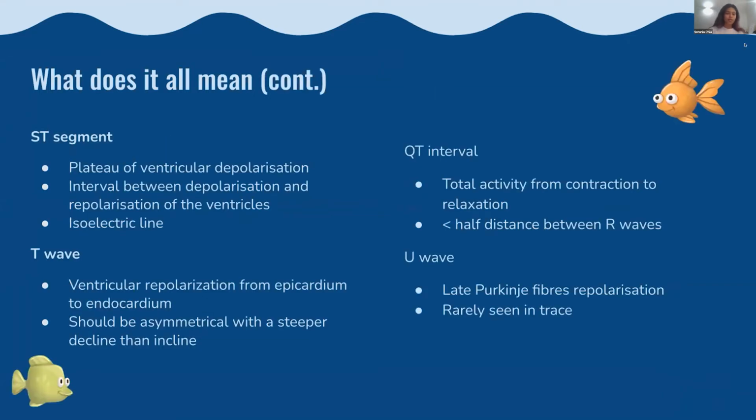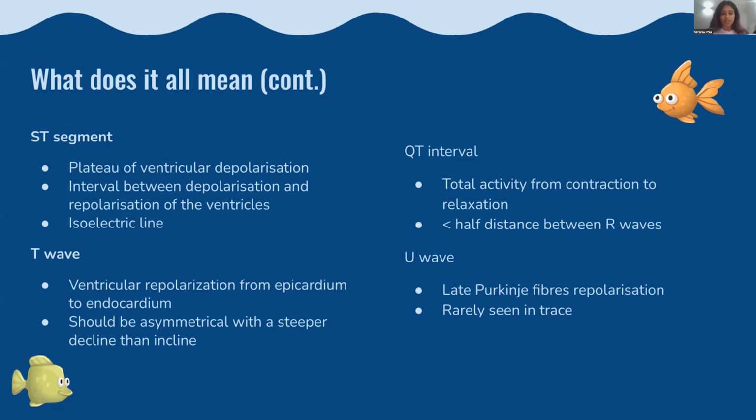Moving on to the ST segment. That's where you're seeing a plateau of ventricular depolarization, and it should be an isoelectric line. Isoelectric means it should be straight and horizontal, as you would have seen before, like the P wave, for example. The ST segment is the interval between depolarization and then repolarization of the ventricles again, so that's why it should be isoelectric. The T wave represents ventricular repolarization from the epicardium to the endocardium, and it should be asymmetrical. You should see a steeper decline than incline: the incline is nice and gradual, and then a steeper decline.